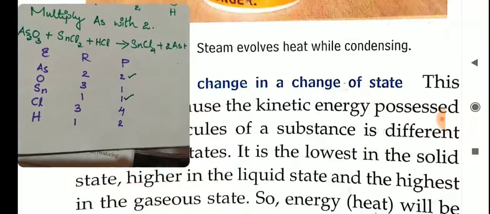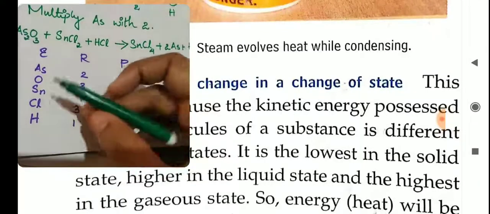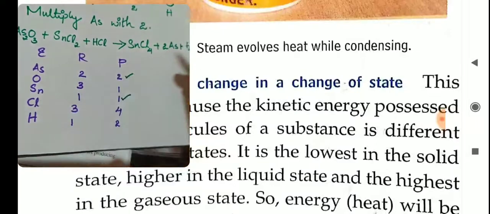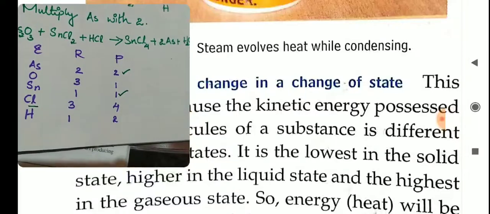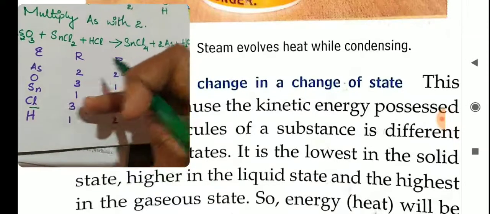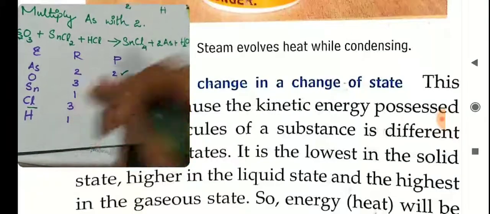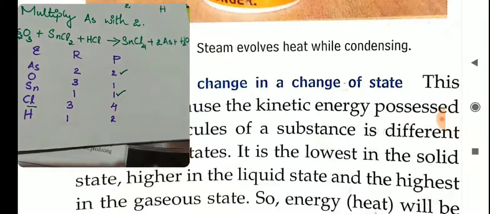So all the metals are balanced now, right? So next we have to go to our non-metals. Oxygen and hydrogen we will balance separately. So the remaining non-metal present is chlorine. Okay, so next we are going to balance chlorine. So on which side is chlorine less? In the reactant side, right? Product side it is 4, reactant side it is 3.